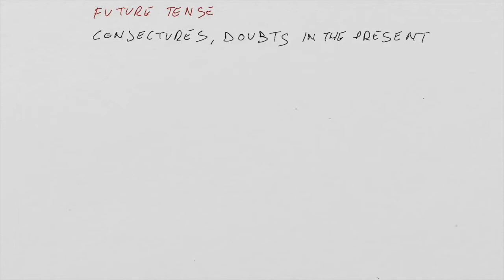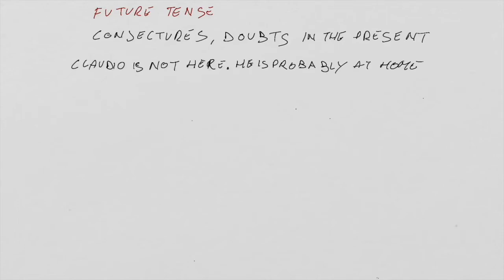Let me give you an example. Claudio isn't here. He's probably at home. Now, who is speaking is guessing that Claudio is at home. He's not sure about it. So, in English, as you can see, you use the simple present to express this concept. He is. In Italian, you can use the future. Sarà instead of è. So, Claudio non è qui. Claudio isn't here. Lui sarà a casa. He is probably at home.